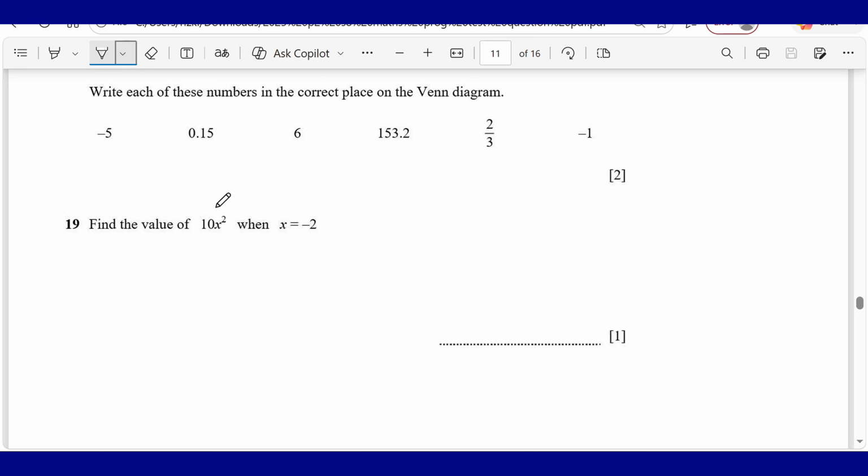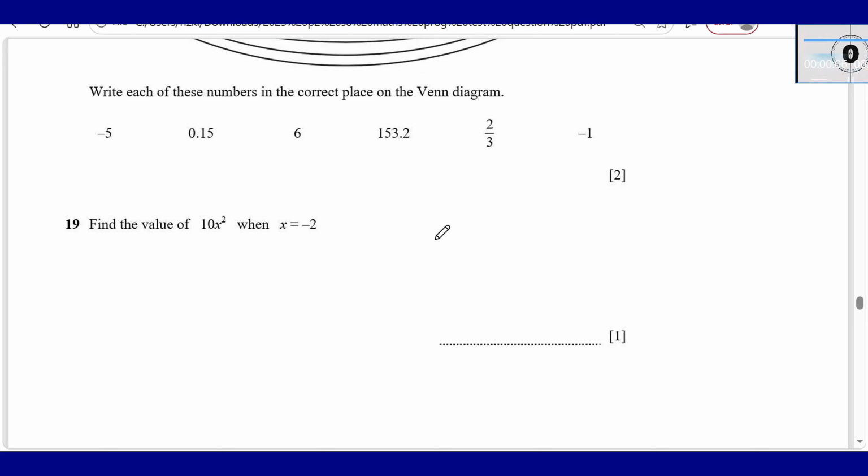Okay guys, now question 19. Find the value of 10x squared when x equals -2. The timer runs and we'll reveal the answer once it returns to 0.